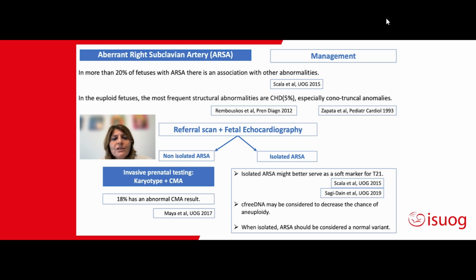The risk of Down syndrome based on screening results should be re-evaluated, and if not already done, cell-free DNA testing may be considered to decrease the chance of aneuploidy. When isolated, ARSA should be considered as a normal anatomical variant.